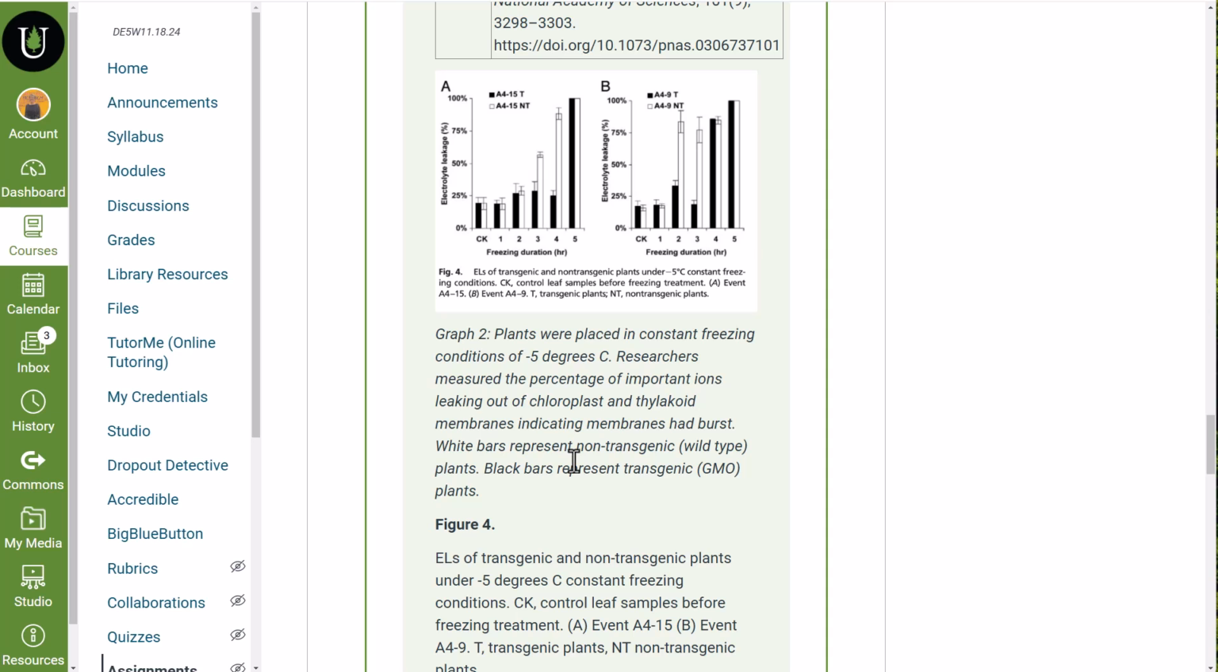Obviously not a good thing for photosynthesis, because now our thylakoid membranes are damaged and we can't run photosynthesis very effectively. This is looking at prior to freezing and then looking at the duration of the freeze. So this is without freezing and then duration of freeze. And then you're looking at the transgenic and non-transgenic organisms. And here we're just really looking at sort of 2 different sets of experiments that they ran.